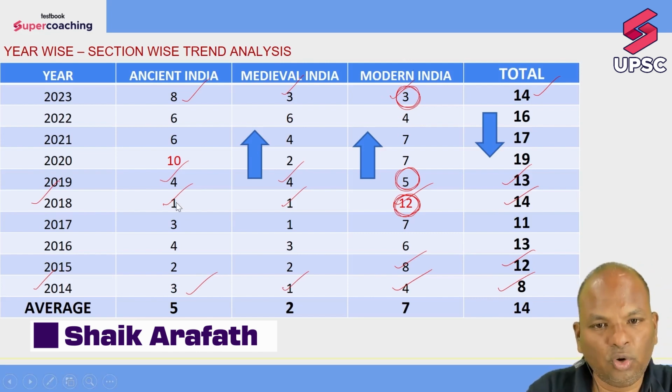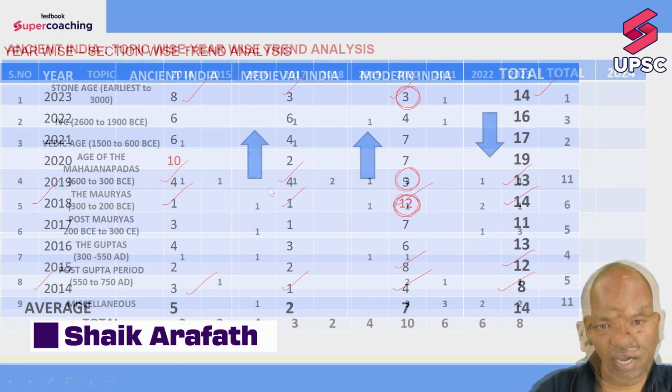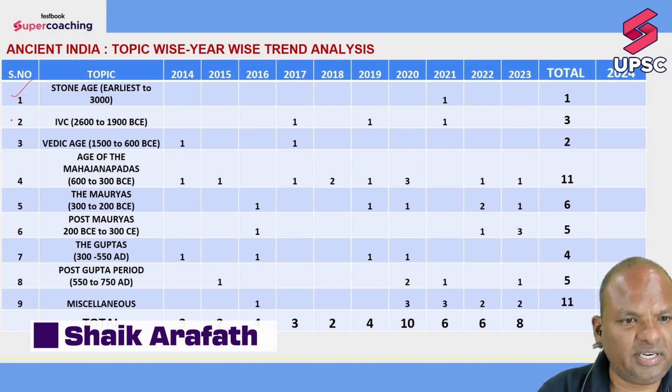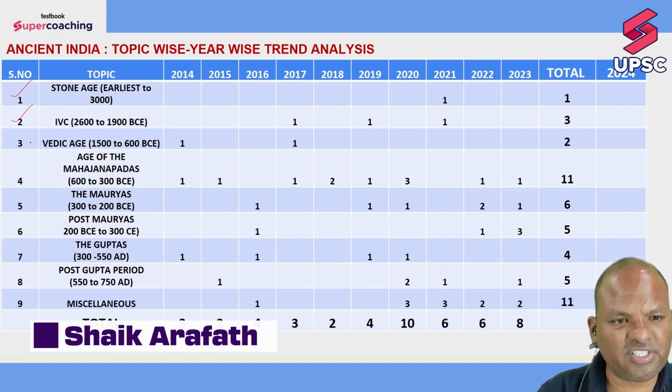Now let us go into the details of the questions. Let us start discussing ancient Indian history. We discuss ancient Indian history in about 8 chapters. The first chapter is the Stone Age. The second chapter is the Indus Valley civilization. The third chapter is the Vedic age or Vedic civilization.